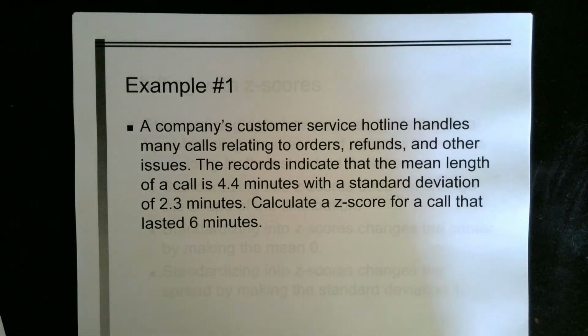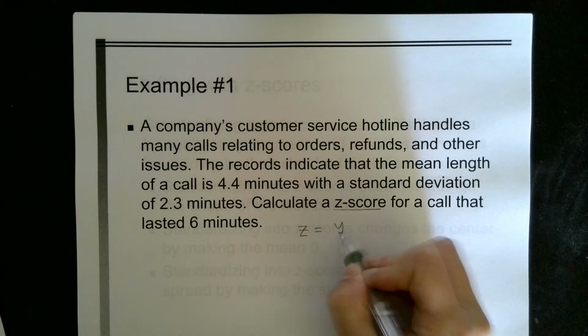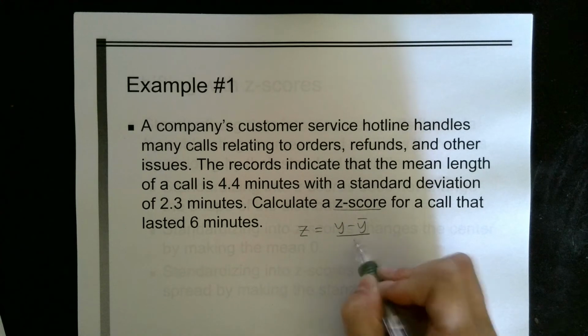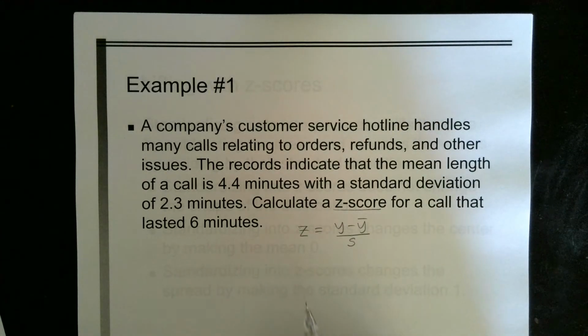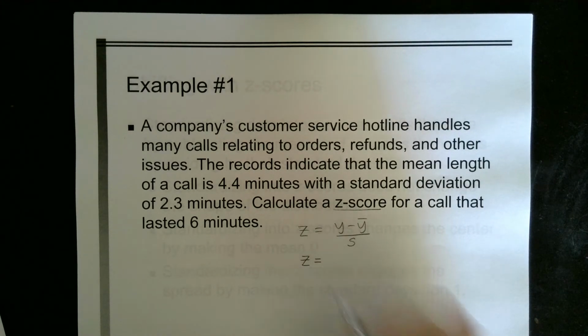All right, so I want to do an example here. It says a company's customer service hotline handles many calls relating to orders, refunds, and other issues. The records indicate that the mean length of a call is 4.4 minutes with a standard deviation of 2.3 minutes. Calculate a z-score for a call that lasted 6 minutes. So I know they're asking for a z-score, so I want to use my z-score formula. And I should be given most of this information here. I don't know what the z-score is, that's what I'm trying to find.